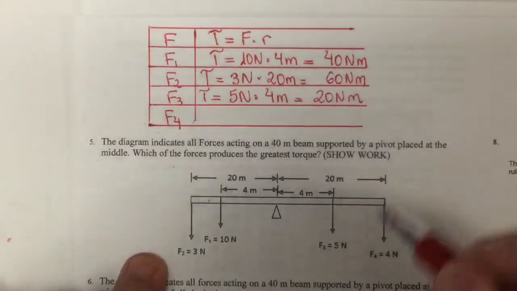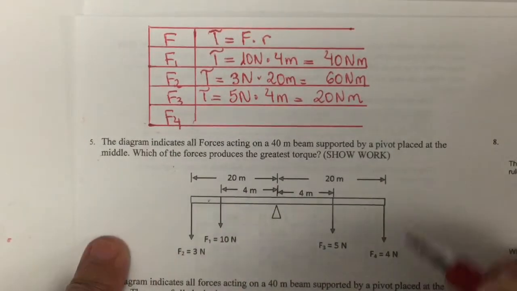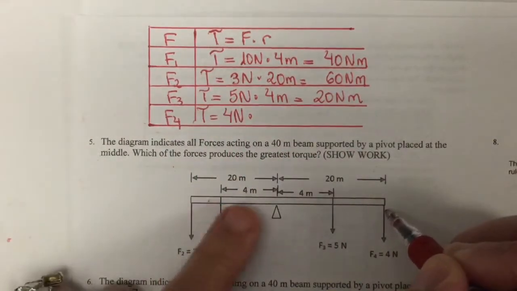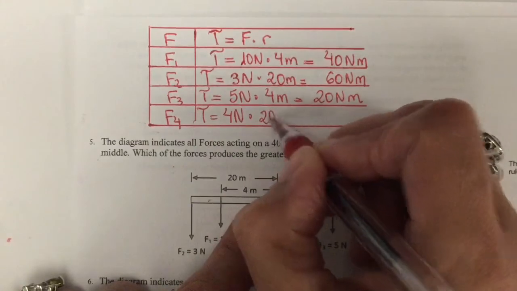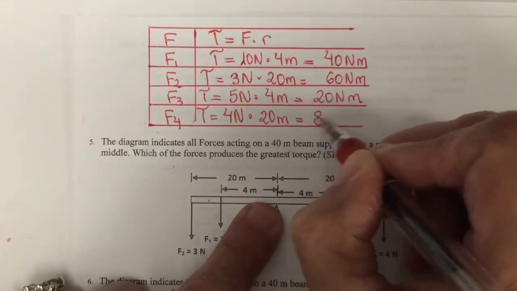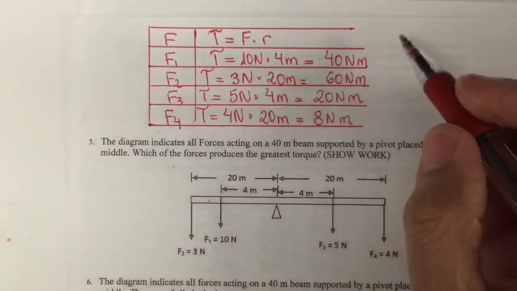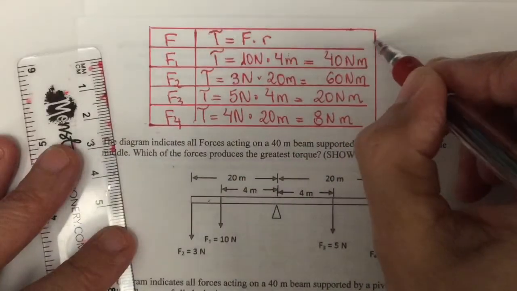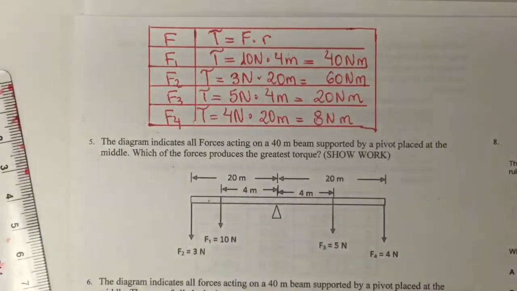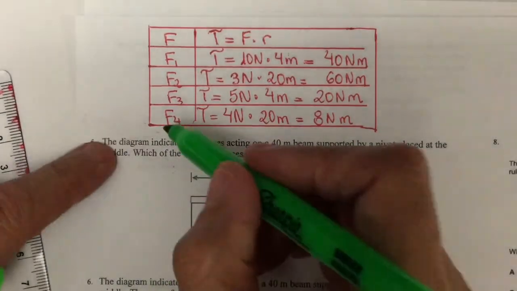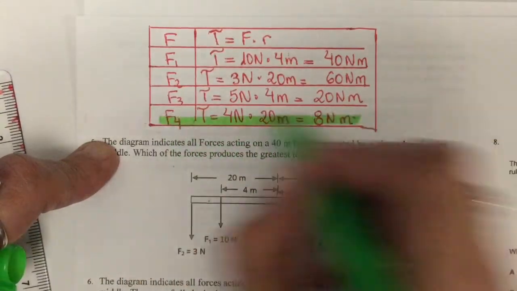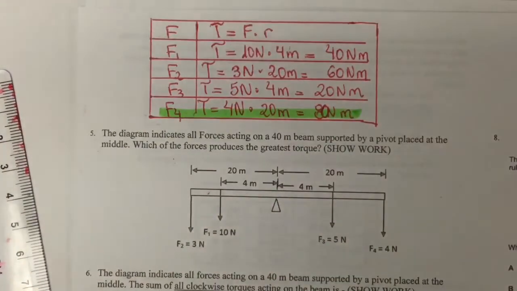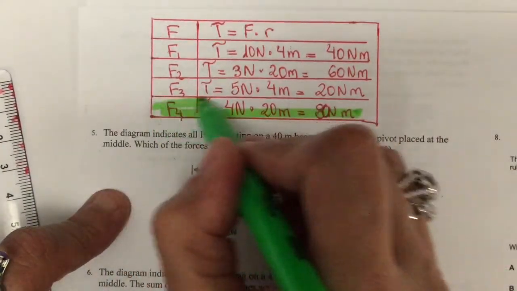And finally, the fourth force is 4 newtons times the distance to the fulcrum, which is 20 meters. So that will be 80 Newton meter. So compare the torque produced by each of those forces, and you can conclude that the fourth force is the one that produces the greatest torque.